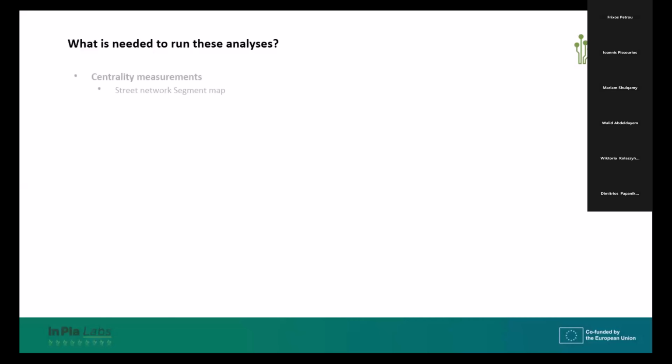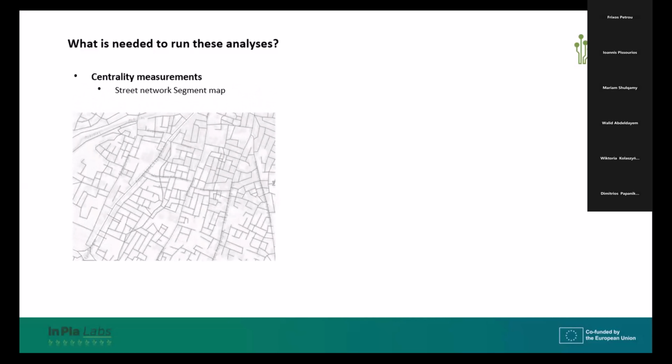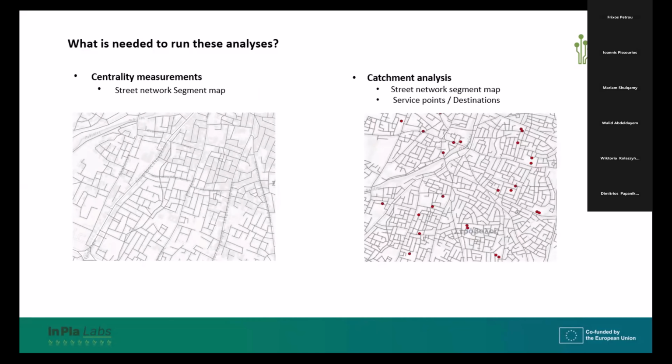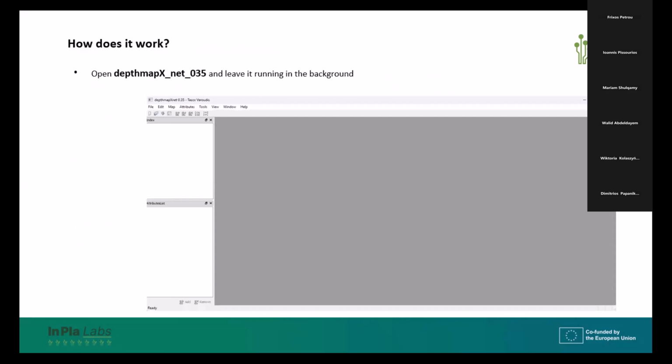So what is needed, or what type of data or modeling do we need to run the centrality measurements? For the centrality measurements, we only need a proper, cleaned street network segment. And for the catchment analysis, we might also need to add the surface points or the destination points that you're going to run the catchment through. And for all these tools, we need the depthmapX as mentioned previously, and QGIS and the Space Syntax Toolkit.